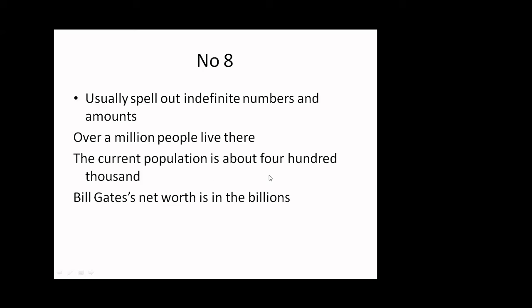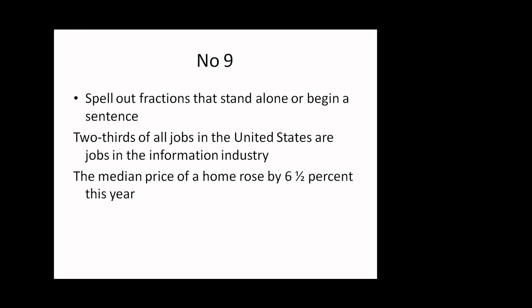The current population is about 400,000. It's just saying about. We are also saying over a million. And Bill Gates' net worth is in billions. Again, we are not sure about the exact numbers. So in these cases, when you're not sure about the numbers, you are going to use the words. You are not giving any figure. Okay, so this is rule number 8.